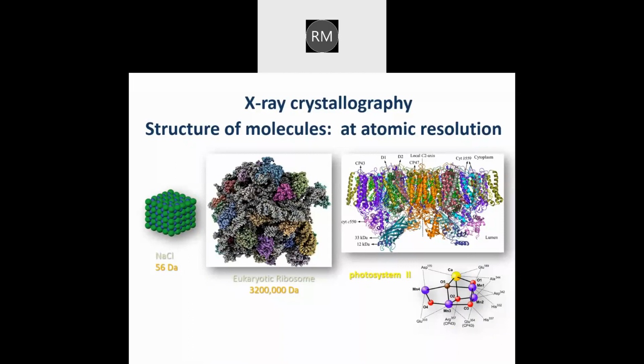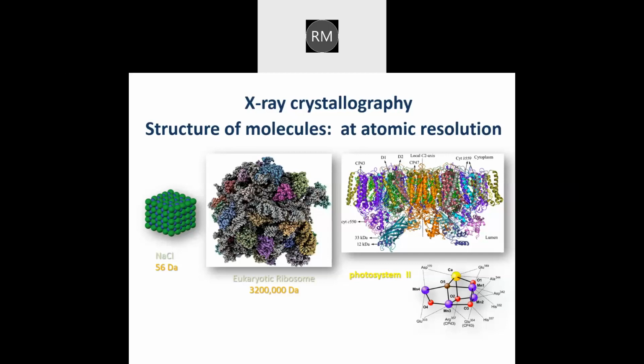And the molecular weight is 56 daltons. On the other hand, a ribosome, for example, this is a eukaryotic ribosome, which is composed of RNA and protein, and this complex structure is 3.2 megadaltons, so 3200 kilodaltons in size. This can be determined by X-ray crystallography.